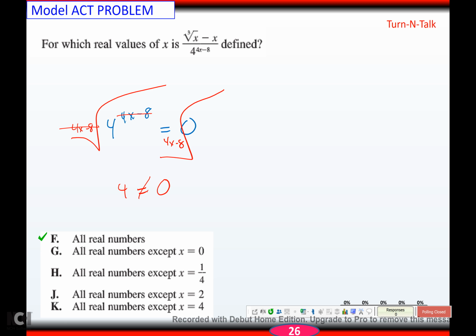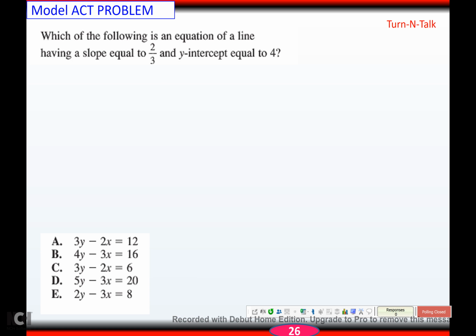4 can never equal 0, so there's nothing that is going to cause me trouble. There's nothing that's going to make my denominator go to 0. So when you try to set the denominator to 0 and you can't get an answer, that means there's nothing in there that would make it go to 0. So it's defined everywhere. The function has no restrictions on it. Okay, try this one. Hit pause, come back when you're ready.